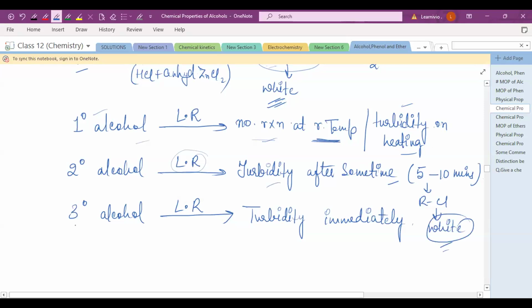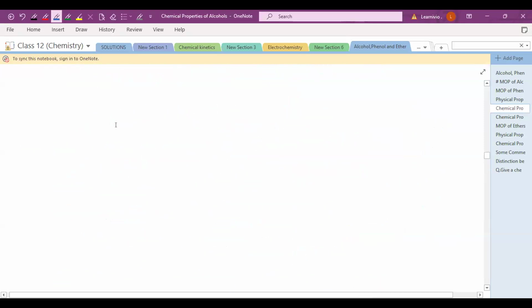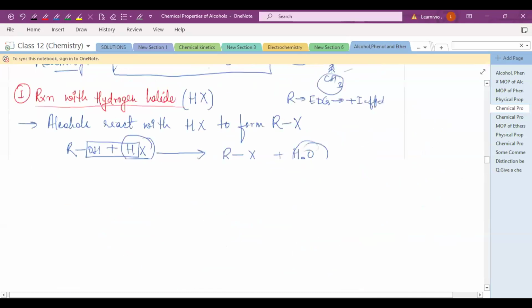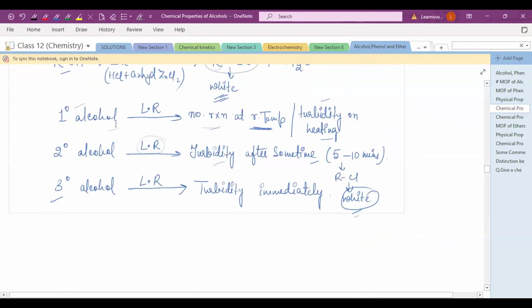But what about the tertiary alcohol? You know very well, tertiary alcohols are the most reactive, right? You can see the reactivity order: tertiary alcohol is more reactive. That's why when you put the Lucas reagent, it immediately gives the test, it gives the turbidity. So this also tells us that tertiary alcohol is most reactive, after that secondary alcohol, then primary alcohol. So this test is basically used to distinguish between primary, secondary, or tertiary alcohols.